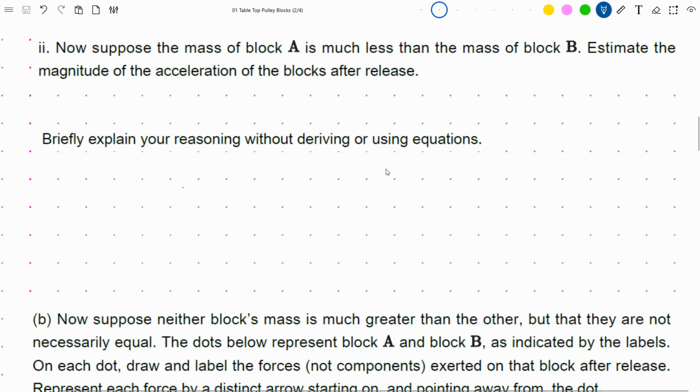Okay, so the setup is fundamentally changing now. In part A, subpart 2, it's saying, now suppose that the mass of block A is much less than the mass of block B. Okay, so in other words, block A's mass is so small that, for all intents and purposes, it's essentially negligible. It's effectively nearly massless, so little mass. So block B has a substantial amount of mass, but block A has effectively negligible mass.